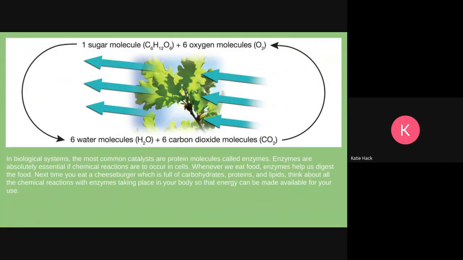Now, in biological systems, the most common catalysts are going to be protein molecules called enzymes. These enzymes are absolutely essential if chemical reactions are to occur in cells. So whenever we eat food, enzymes will help us digest that food. So next time you eat a cheeseburger, which is full of carbohydrates, proteins, and lipids, think about all the chemical reactions that are taking place with those enzymes so that energy can be available for you to use.